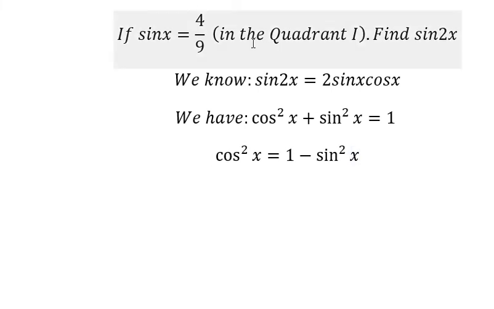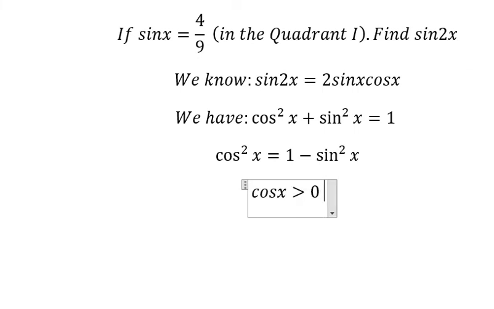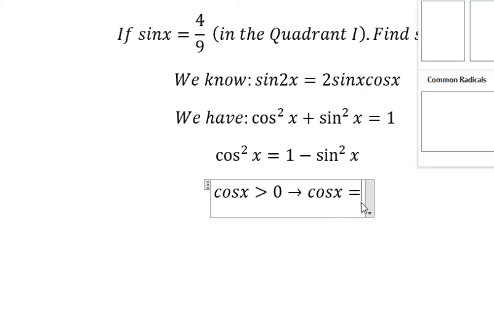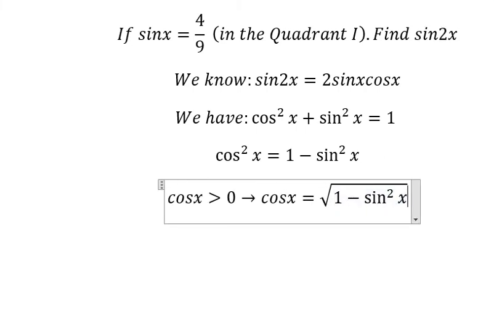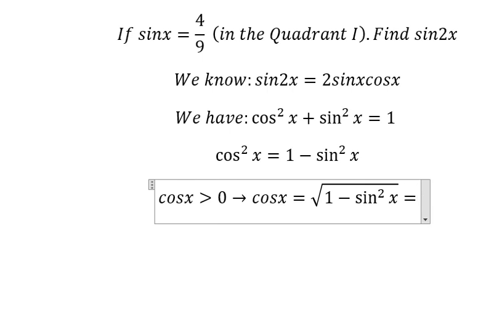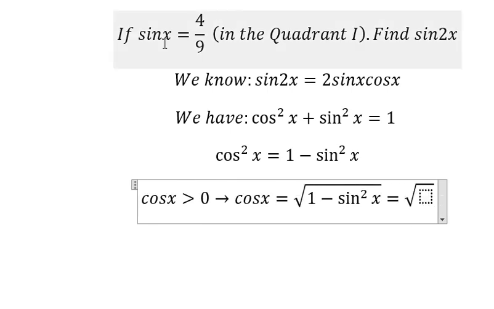Next, we see that x is in quadrant 1. That means cos x should be greater than 0. Now we take the square root of both sides, and we choose cos x equals the positive square root of 1 minus sin squared x. And now we put sin x equals 4/9 in here.